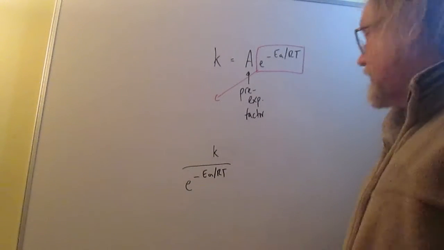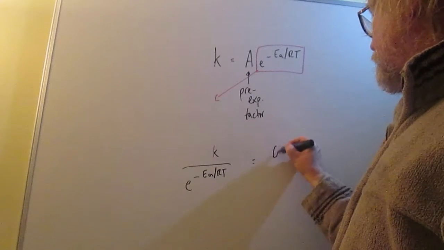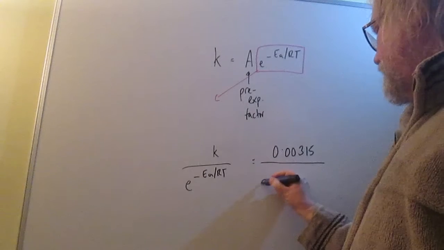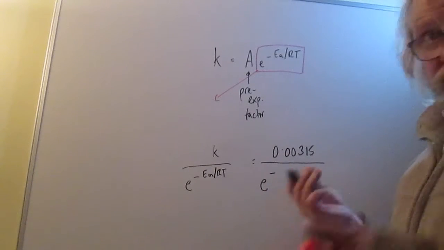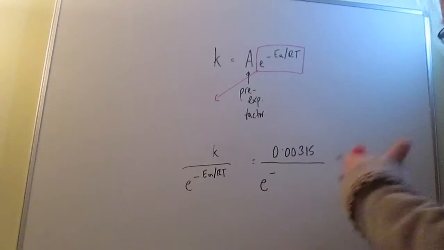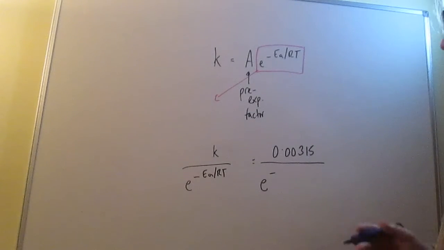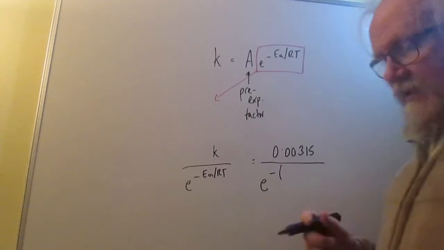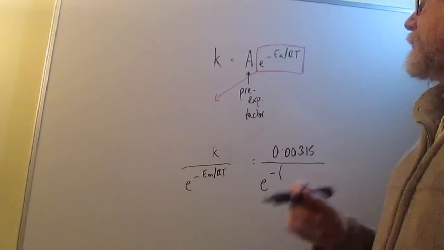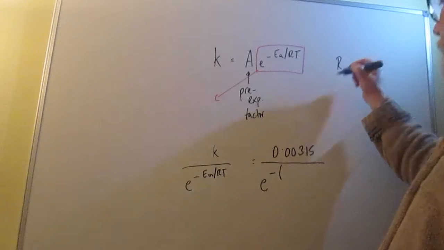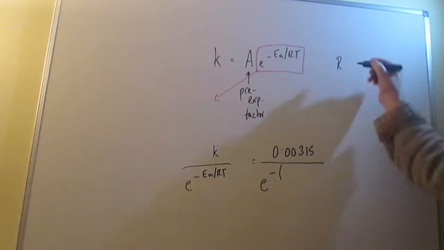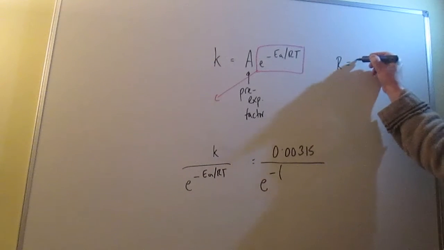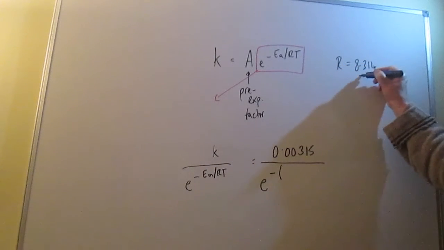So k, it told us, was equal to 0.00315. And then it's e to the minus. Remember, the e to the x function is just a function on your calculator. This is not the time to worry about what that means. You've just got to plug it in. Now the activation energy, it tells us, is 85.0 kilojoules per mole. But we've got to be very careful, because if you look in your datasheet, R, which is the other number here, is equal to 8.314 joules per Kelvin per mole.